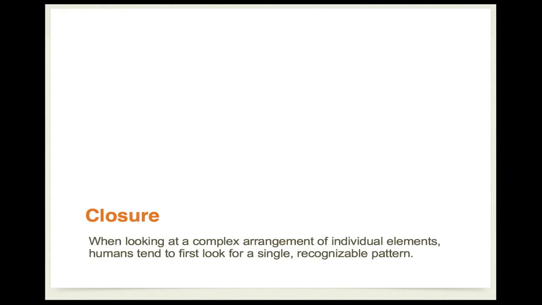Closure indicates that when looking at a complex arrangement of individual elements, humans tend to first look for a single, recognizable pattern. When presented with less than the full picture, we attempt to employ the principles of closure to fill in missing information and form a complete image or idea based on common or easily recognizable patterns from our past experience and understanding. Closure occurs when an object is incomplete or a space is not completely enclosed. If enough of this shape is indicated, people perceive the whole by filling in the missing information. In order to utilize closure as an effective design mechanism, you must make it easy for closure to occur.